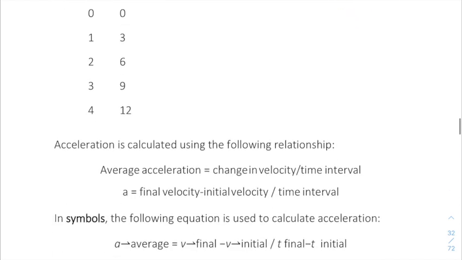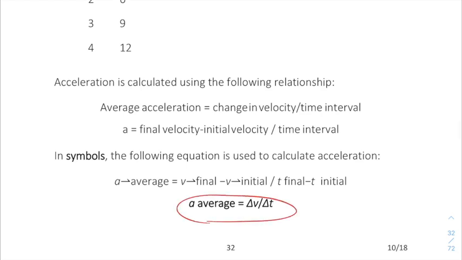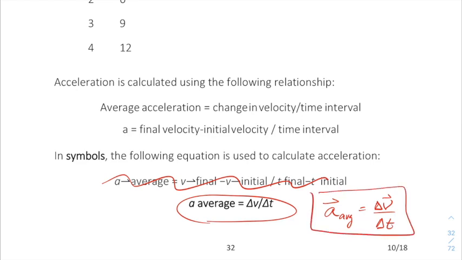So average acceleration is equal to the change in velocity over the time interval. Or in this case, we write it out as a average is equal to the change in velocity over the change in time. And please ignore these terribly written typed out equations. Use this equation here.